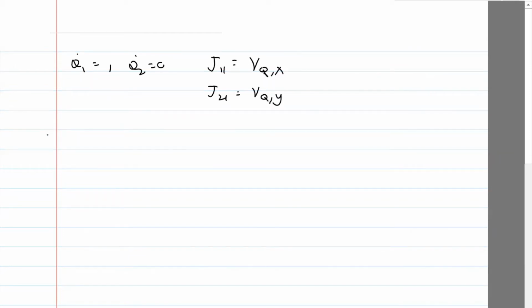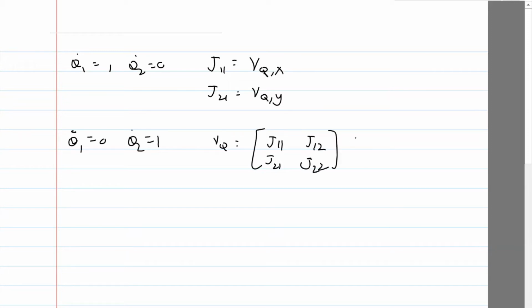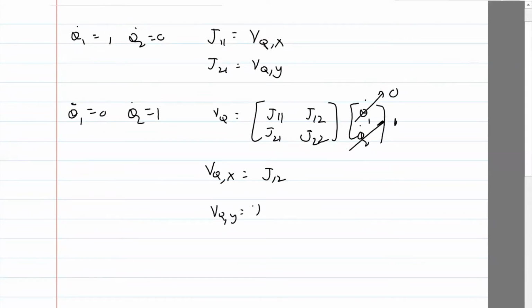Similarly, if you want to find the other two components, then you have to put theta 1 dot equals 0, theta 2 dot equals 1. So remember that is vq equals j11, j21, j12, j22, theta 1 dot, theta 2 dot. So if you put theta 1 dot equals 0 and this equals 1, then you see that vq in the x direction is j12 and vqy equals j22. And that's how you interpret j12 and j22. So you need to basically put these special cases to understand what the j's really mean.